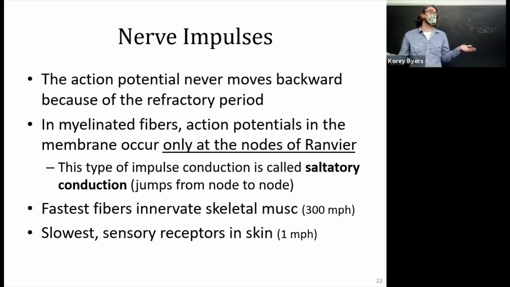Now there's a difference depending on what type of cell we're innervating here, whether we're talking about afferent or efferent. But the fastest fibers innervate skeletal muscle, 300 miles per hour. The slowest are the sensory receptors in your skin, which only move about 1 mile per hour.